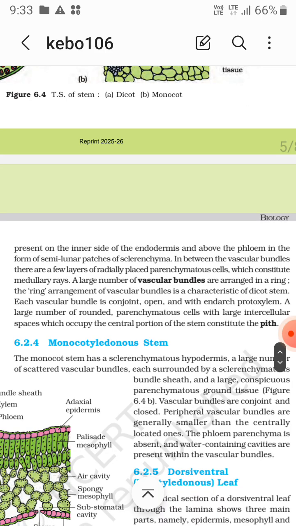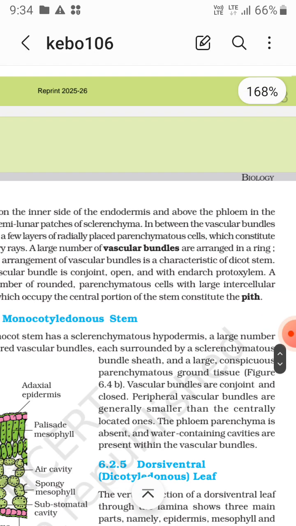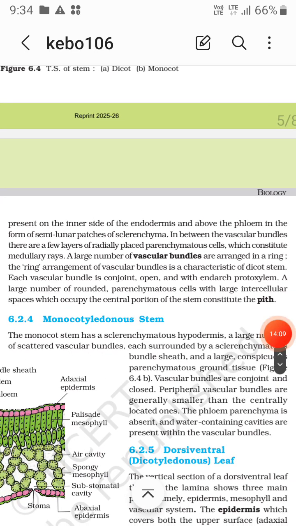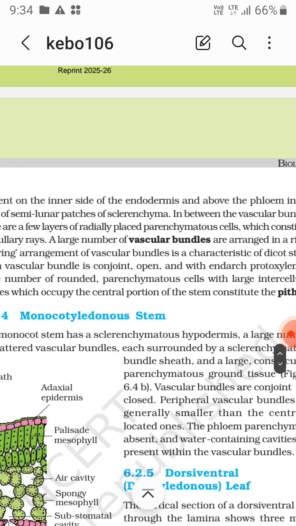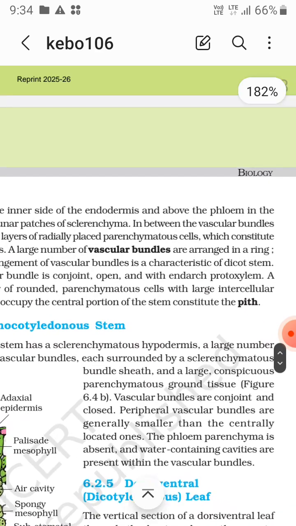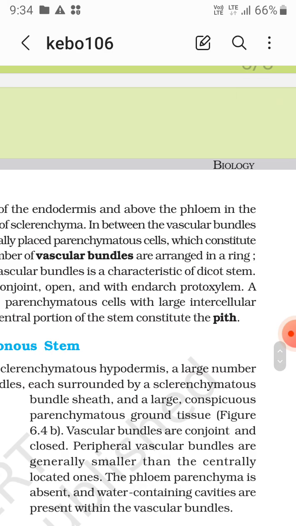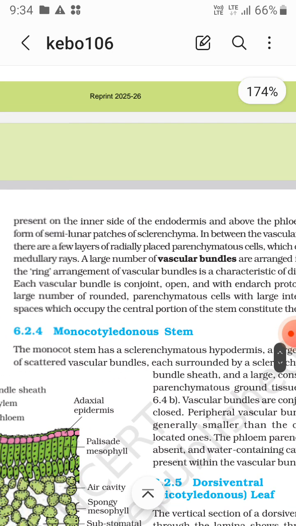Now each vascular bundle is conjoined and open, with endarch protoxylem. We studied that the vascular bundle is conjoined, which means in stem and leaves they have the conjoined type of vascular bundle. Now it is open because it is a dicot. If it is a monocot, it is closed. Endarch means the protoxylem forms first.